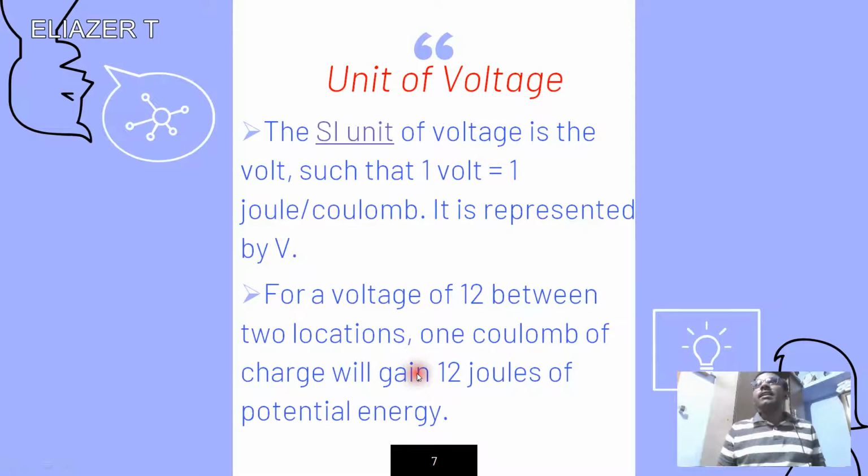For a battery connected as a 12 volt battery, in order to gain 12 joules of potential energy, the 12 volts is connected in the electrical circuit. Okay, that is the voltage. Fine.